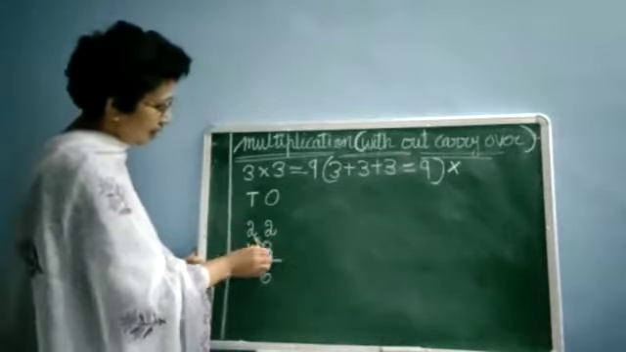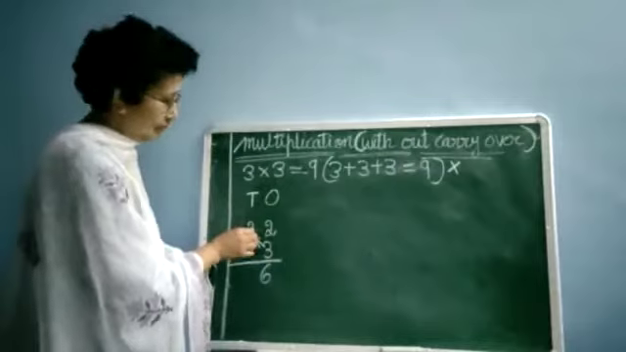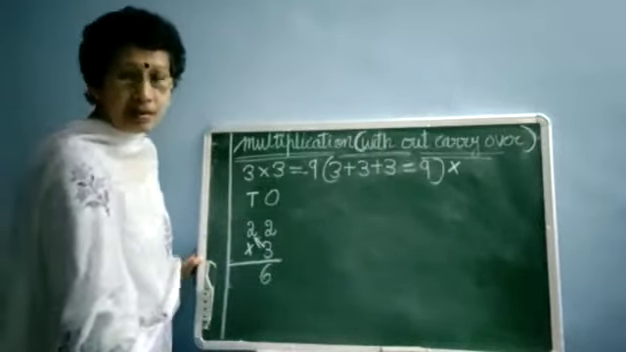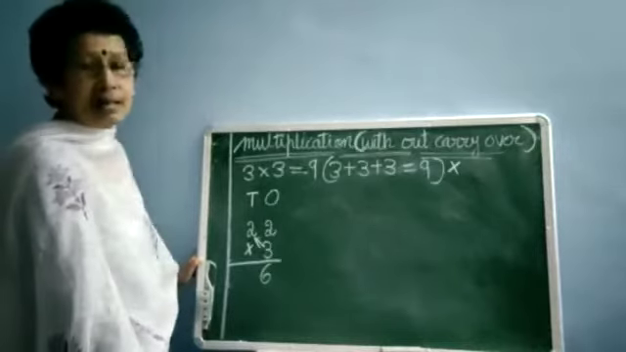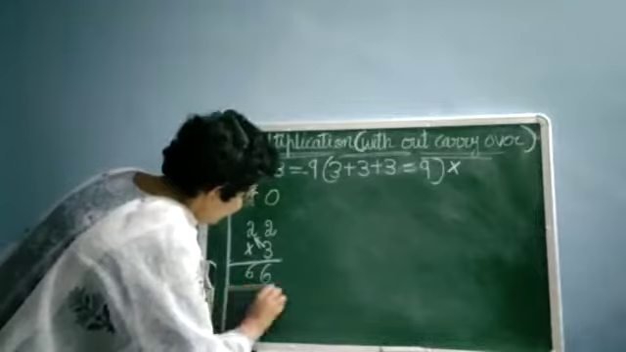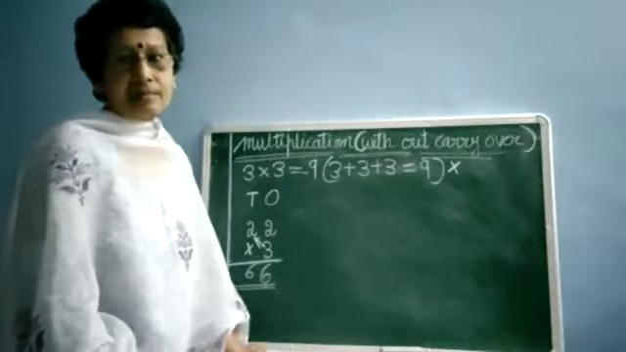Now again, 3, 2s are. We already got the answer. 3, 2s are 6. Again, we will see the table. 3, 0s are 0. 3, 1s are 3. 3, 2s are 6. So our answer is 66.